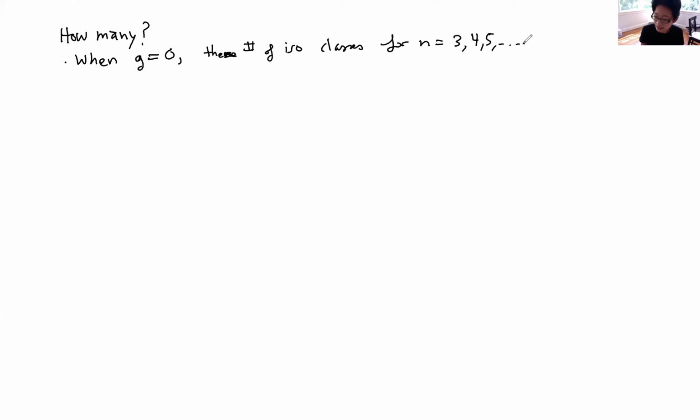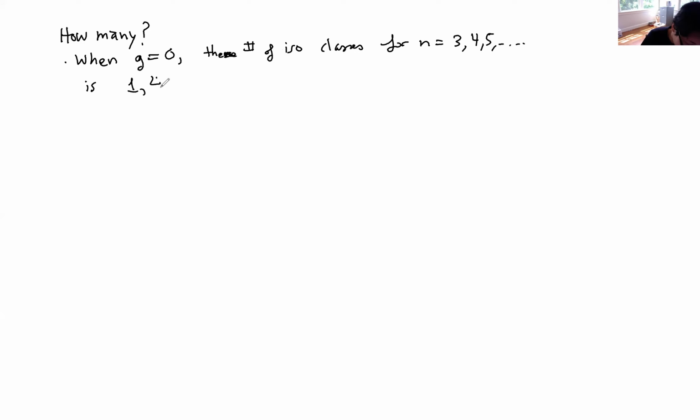When g equals 0, you can say more. So this is the count of the boundary strata of M_{0,n} bar. When g equals 0, you can say a lot. The number of isomorphism classes for n equals 3, 4, 5, and so on. Note I'm starting at 3 because that's when these sets are non-empty.